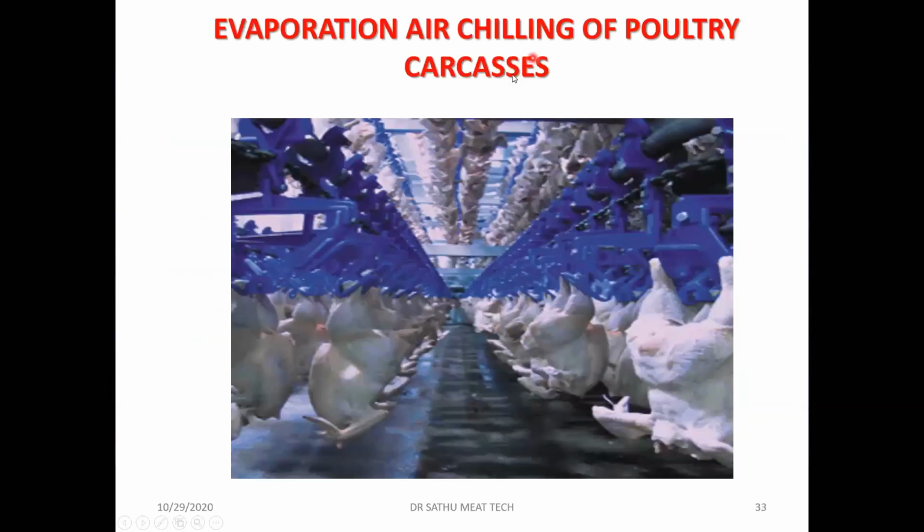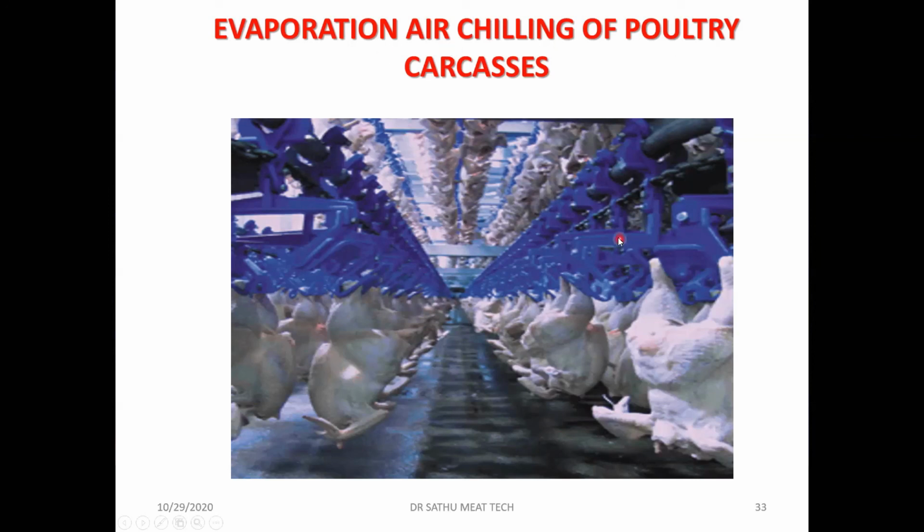So this is evaporation air chilling. Normally this is followed for chicken, where a large number of birds have to be chilled. This is mainly followed in the European countries. Here the water will be sprinkled on the poultry carcasses, and a fan will be rotating. So evaporation brings cooling. That is the mechanism followed in the evaporation air chilling of poultry carcasses. So cold air will be blown. Already I explained this in the poultry processing.